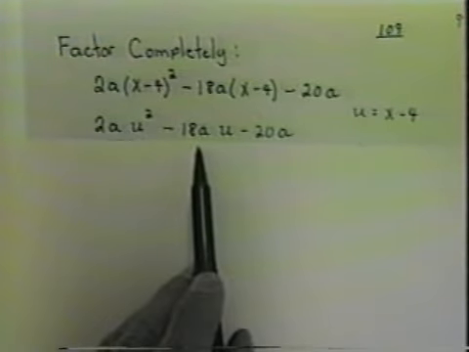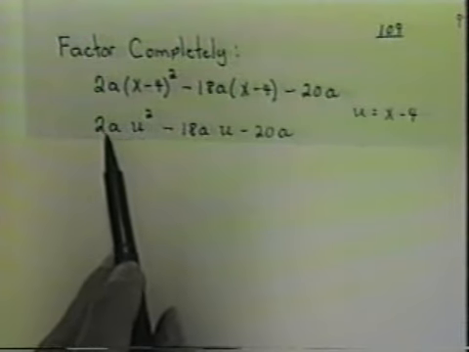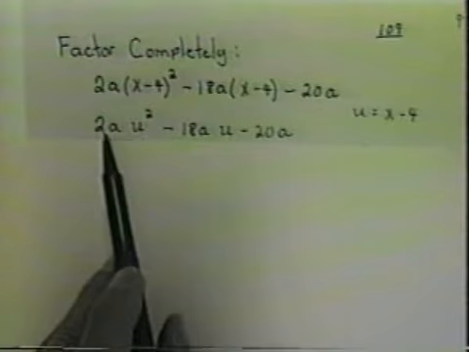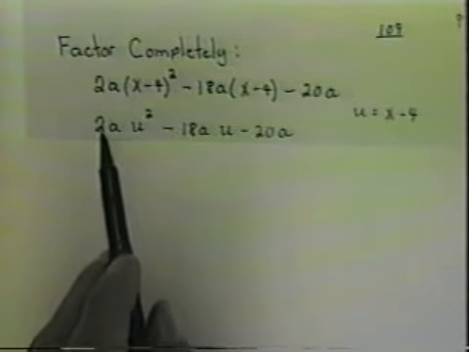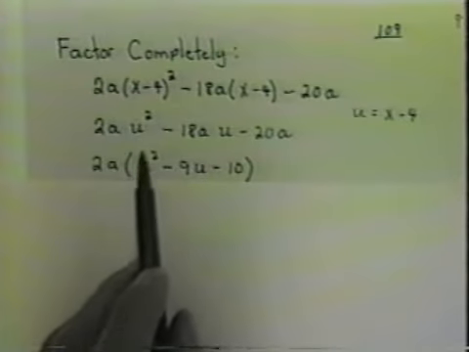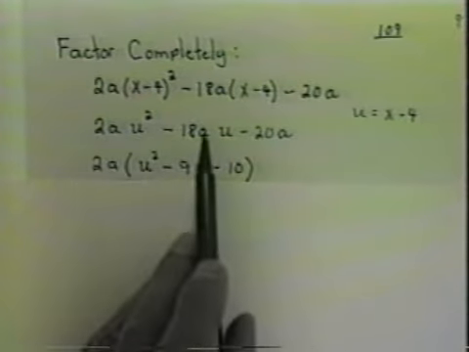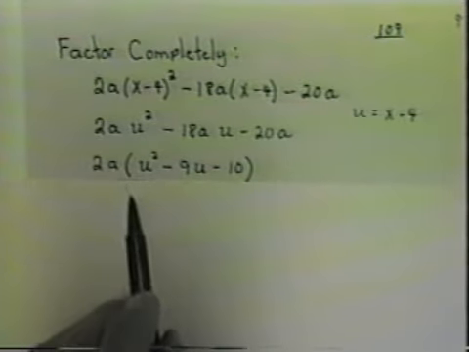Now what I want to do is to identify a common factor. I want to pick the largest number that would divide into all coefficients. The largest number that would divide 2, 18, and 20 is the 2. Also notice that all three of them have the common factor of a. So I'm going to divide out the 2a.